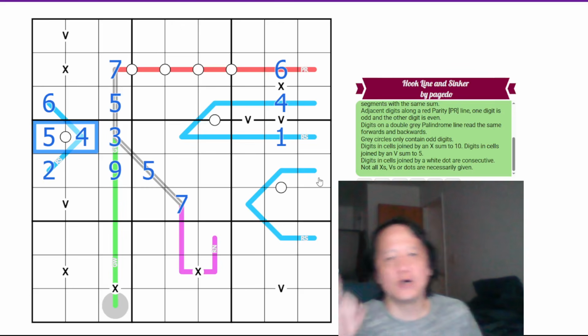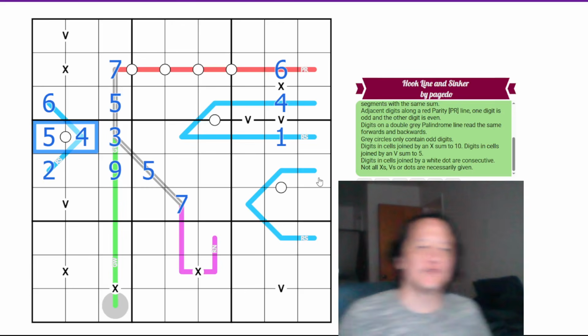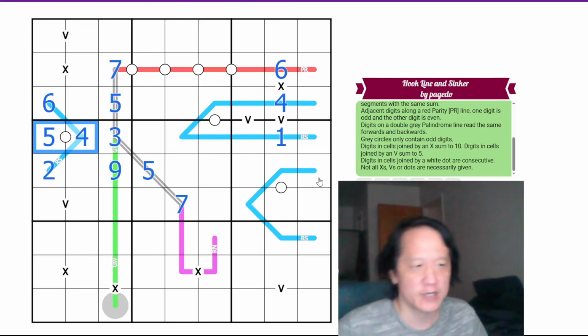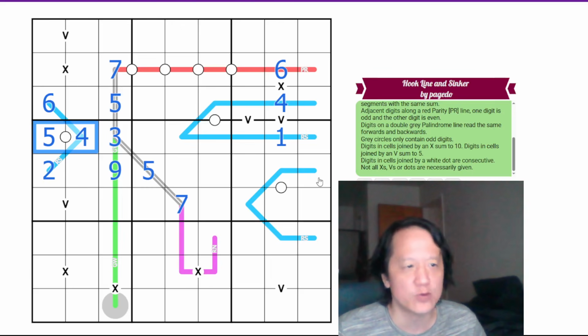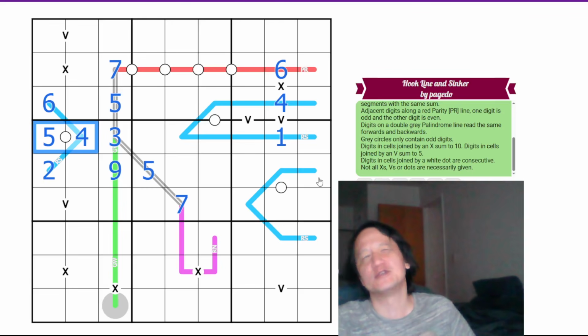And not all X's, V's, or dots are necessarily given, which means there is no negative constraint. And don't worry about what that means, because I should explain it in another puzzle. I'll explain it some other time. Well, I explain it in puzzles where there is a negative constraint, but those are very rarely very easy puzzles. Maybe I should explain it here.